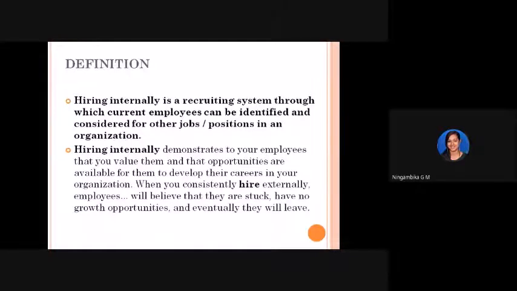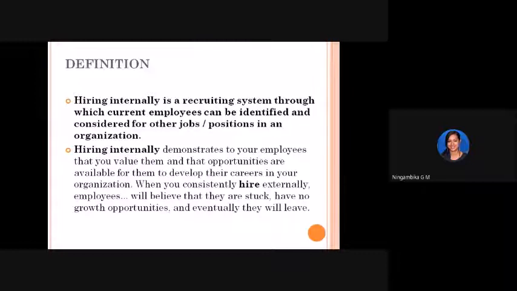Coming to the definition, hiring internally is a recruiting system through which current employees can be identified and considered for other jobs. They are already working in the organization in another profile. So they will identify who actually needs a change of profile. Then, based on his experience and availability, they will consider him and give him an opportunity for further movement.